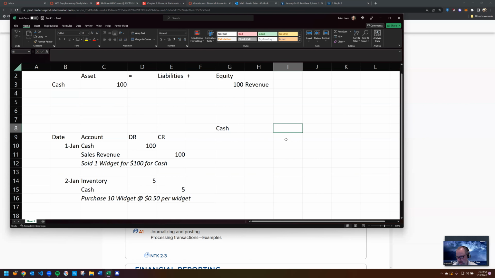Cash, and we have a debit and a credit. So they call these T accounts because they look like this typically.